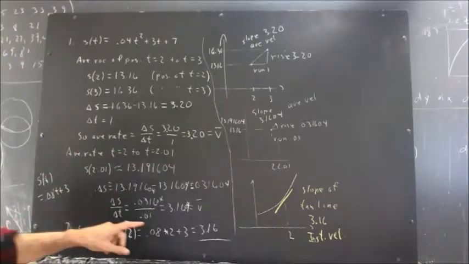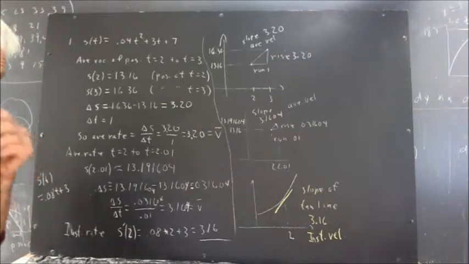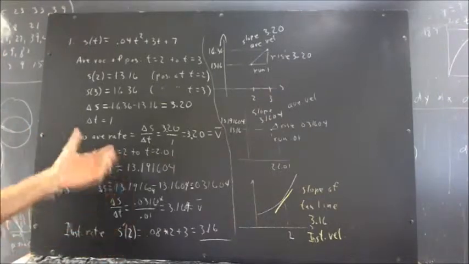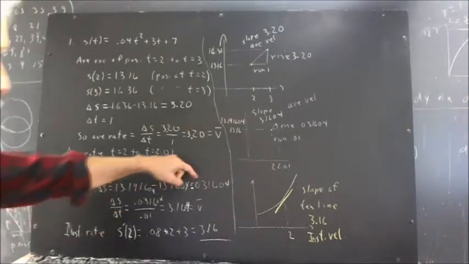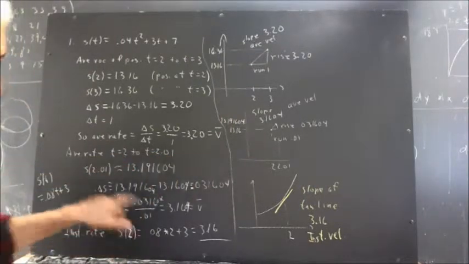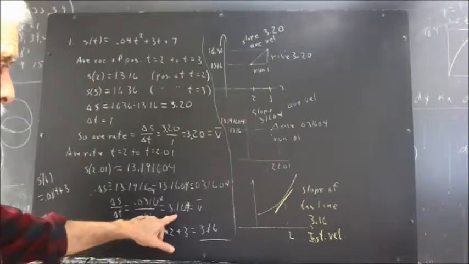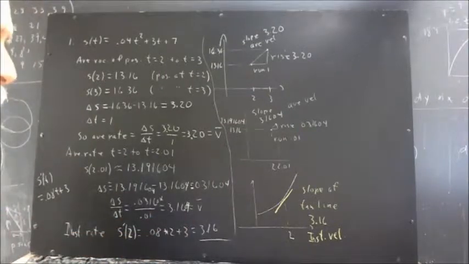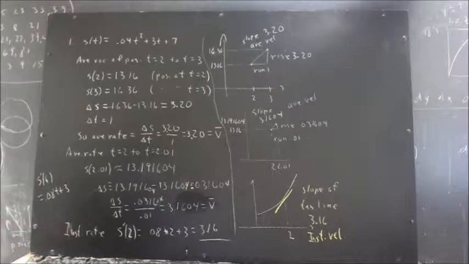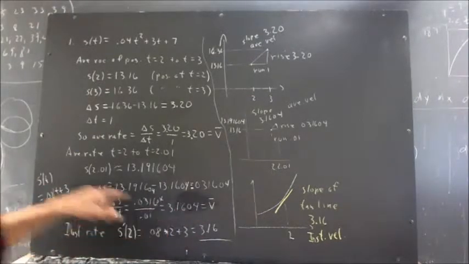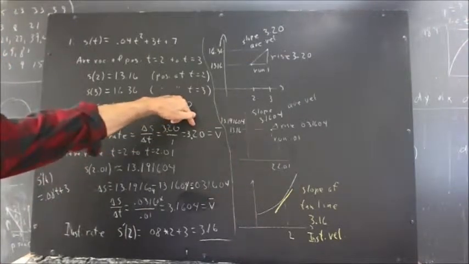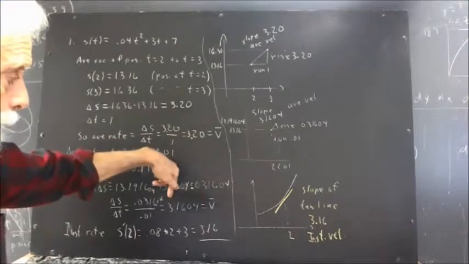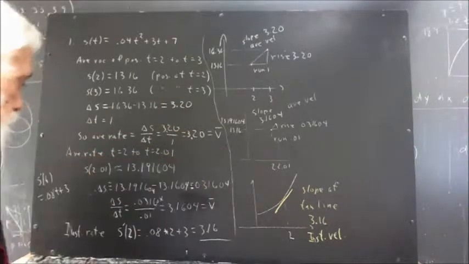Now the change in the time is clearly a hundredth of a second, or a hundredth of a unit. We didn't say what the units of these things are. So we get delta S over delta T, the change in position divided by the change in time. That gives us 3.1604, and that's the average velocity for this interval. Now we see that the average velocity on the 1 second interval is 3.20. The average velocity here is 3.1604.